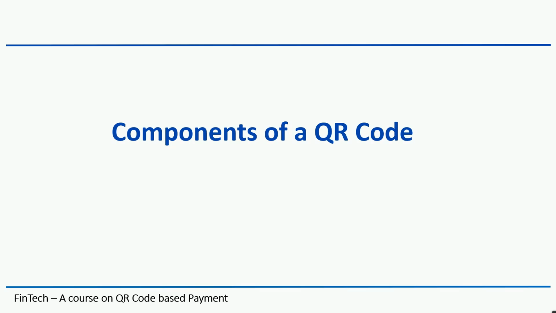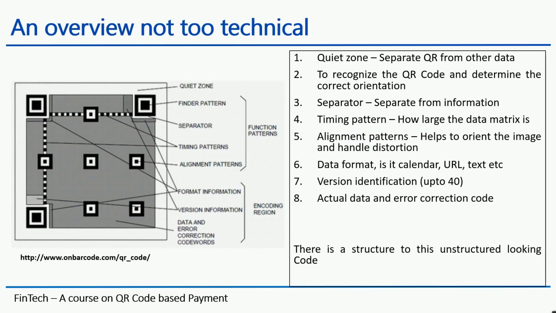In this section, we'll be talking about the different components of a QR code, and how this unstructured-looking QR code has a beautiful structure and format which helps a barcode reader, a QR code reader or a smartphone identify the content of a QR code. So let's get started right away. In this section, we have dissected a QR code to understand its different components and parts.